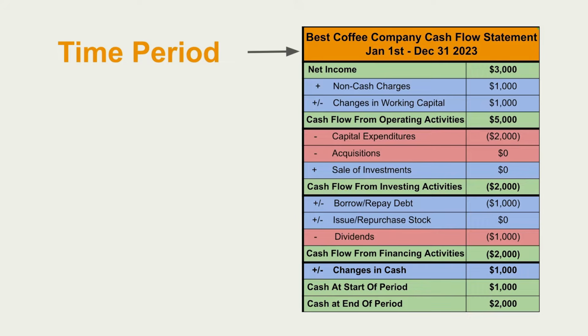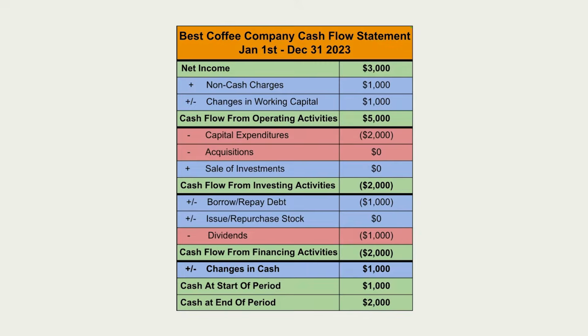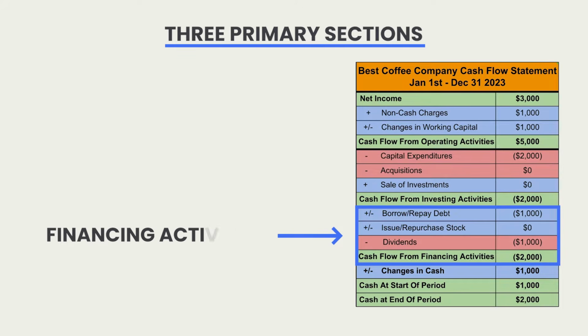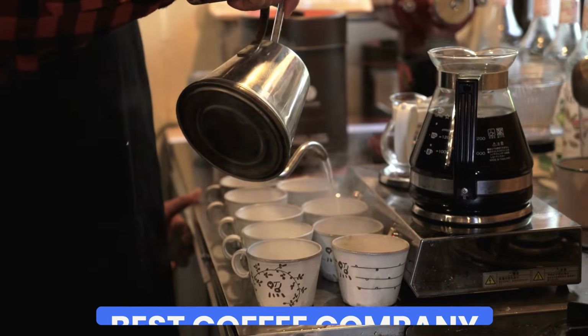Like the income statement, the cash flow statement is measured over a period of time. So there's a start time and an end time to the cash flow statement. The cash flow statement can be broken down into three primary sections. There's operating activities, investing activities, and financing activities. Let's take a look at the cash flow statement of a pretend business I made up called Best Coffee Company.